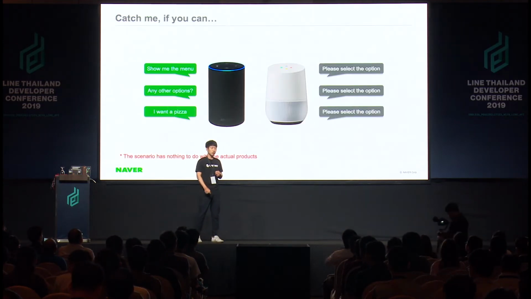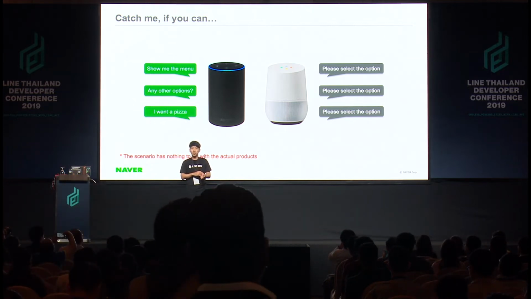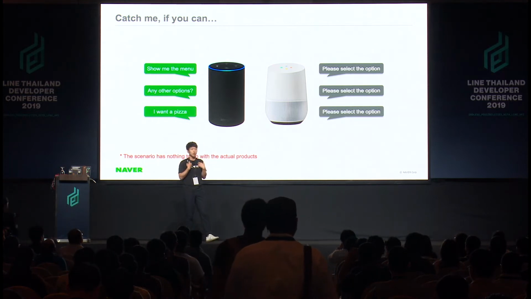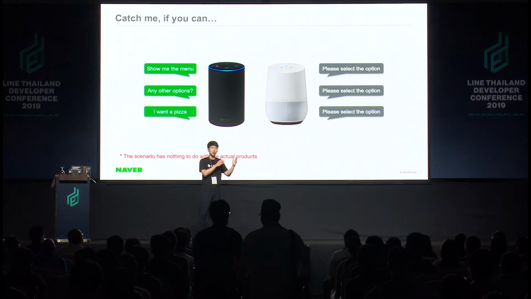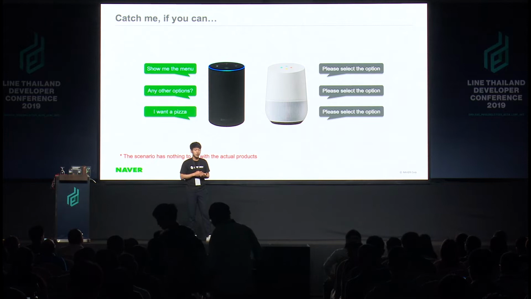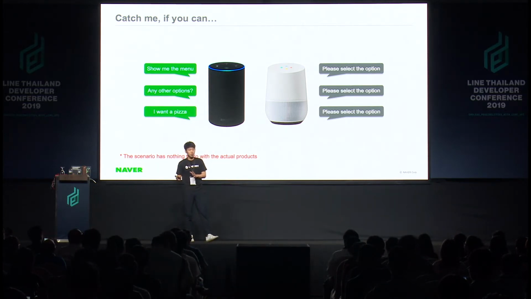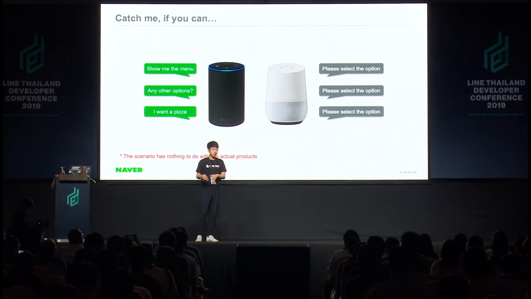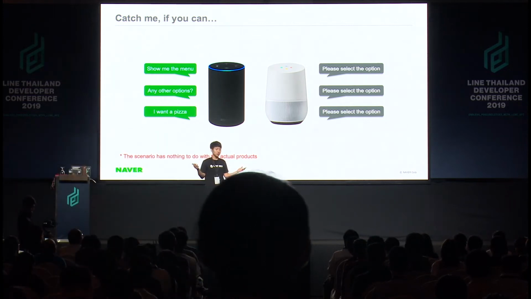First of all, a smart speaker chatbot sometimes has a big problem. If I'm a user of that speaker, I ask it, show me the menu. And then the speaker keeps saying, please select the option. And also, any other option? And then it also says, please select the option. And I say, I want a pizza. And it says, please select the option. We have to be very surprised with this situation.